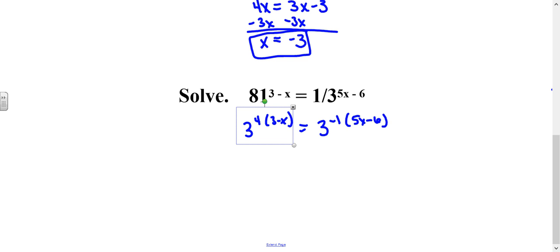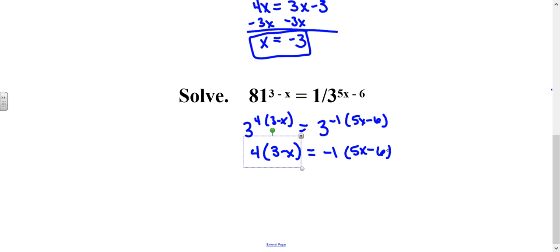So now my bases are the same, so I can basically get rid of those. And I have 4 times (3 minus x) equals negative 1 times (5x minus 6). So on this one, I have to distribute both. So I would get 12 minus 4x equals negative 5x plus 6.